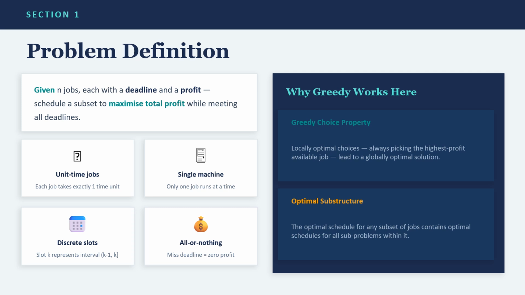First, the greedy choice property: always picking the highest profit available job leads to a globally optimal result. Second, optimal substructure: the best schedule for any subset of jobs contains the best schedules for all subproblems within it. These 2 properties together are the mathematical guarantee behind the algorithm's correctness.